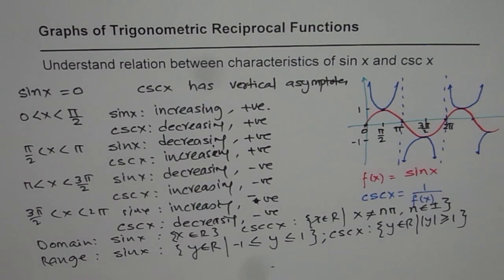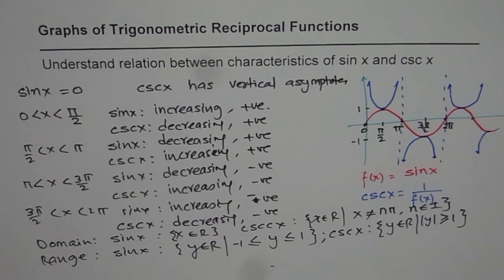Now, as an exercise, I would appreciate it if you could find similar relationships between cos x and its reciprocal secant x. That will help you understand reciprocals of trigonometric functions better. I hope that helps. Thank you.